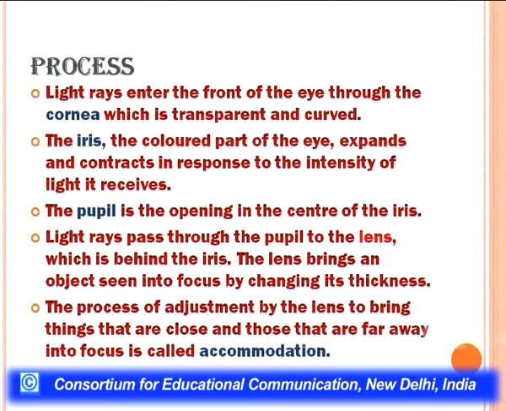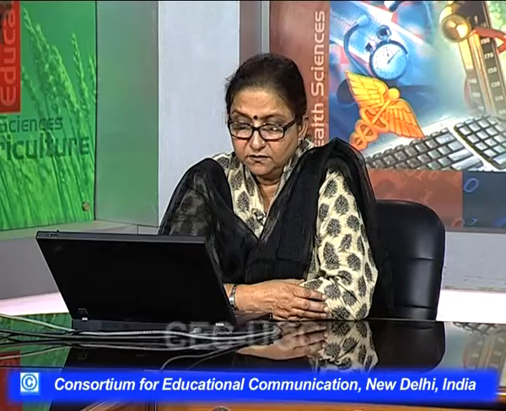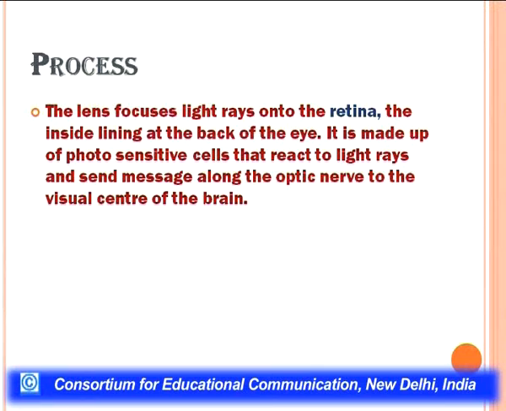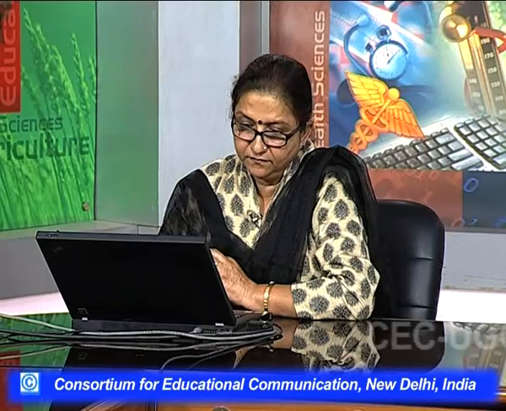The process of adjustment by the lens to bring things that are close and those that are far away into focus is known as accommodation. So accommodation is the process through which the lens adjusts itself and tries to bring the objects into focus, whether they are very far or very close. Then the lens focuses light rays onto the retina. The inside lining at the back of the eye is made up of photosensitive cells that react to light rays and send messages along the optic nerve to the visual center of the brain. And there further processing takes place and we are able to see. Now, I would like to show you a small video just to make it more clear.